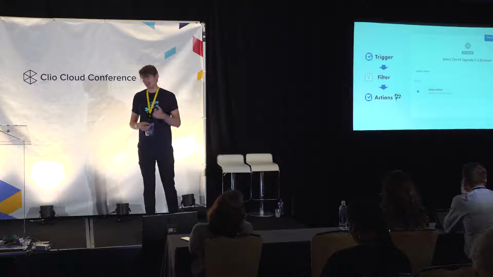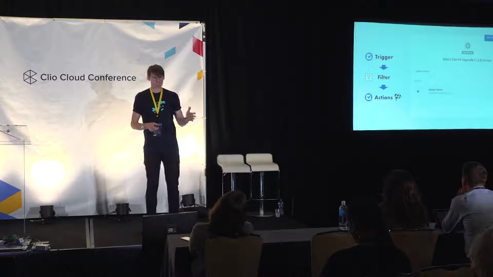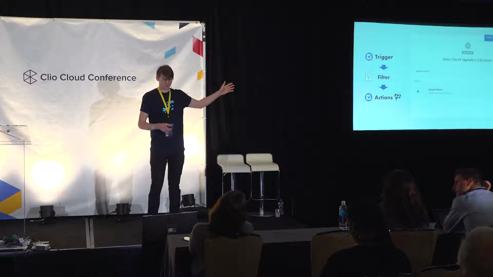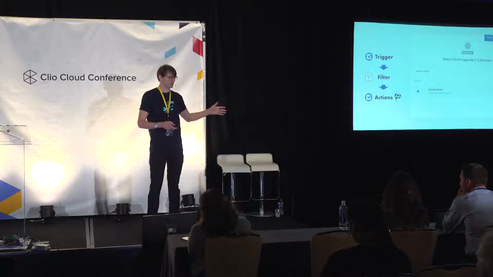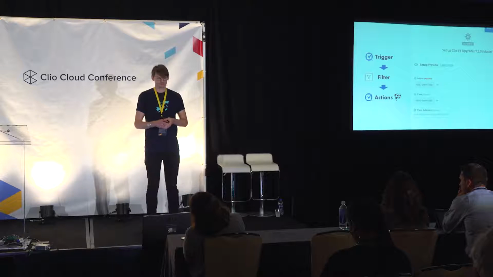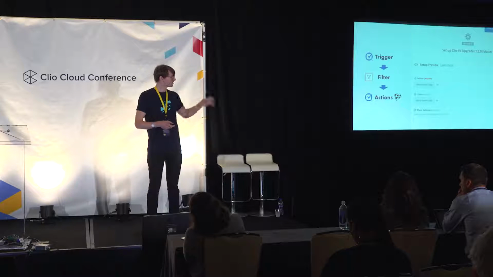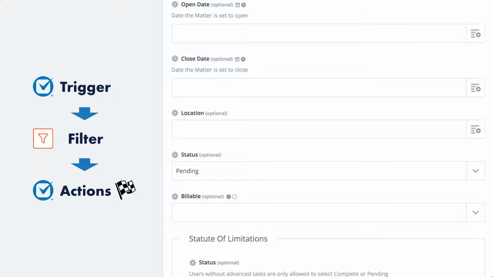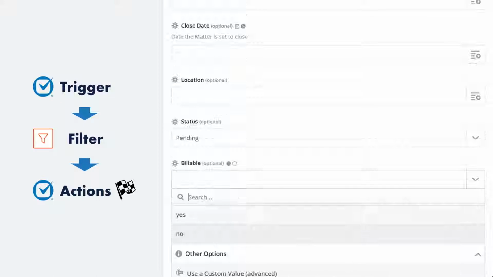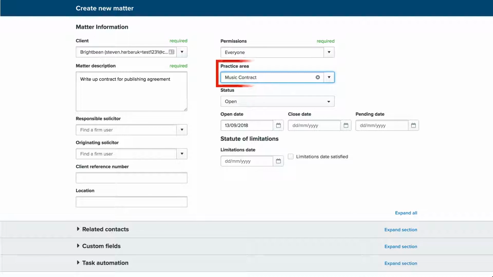So let's add an action to this. So this is from the demo you can see, or the beta for the new integration, and we can update the matter. So we've just created a matter, and then we choose that exact same matter to update. And so what we're going to do is we're going to set it to pending, and we're going to set it to non-billable.